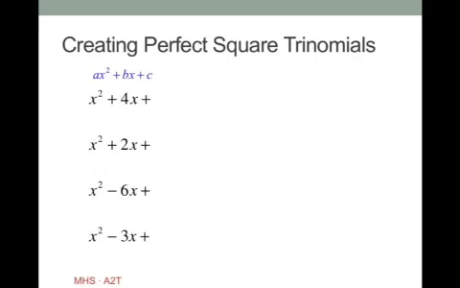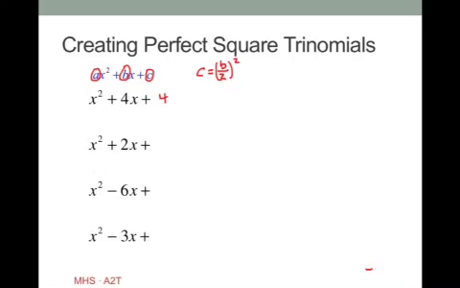Okay. So when we're dealing with perfect square trinomials, we put them in this form, ax squared plus bx plus c. A being the coefficient of the x squared term, b is the coefficient of the linear term, the x term, c is the constant. Once you have it in that form, you know that you can figure out the constant that makes it a perfect square. The constant is just b over 2 squared. Okay, that's it.